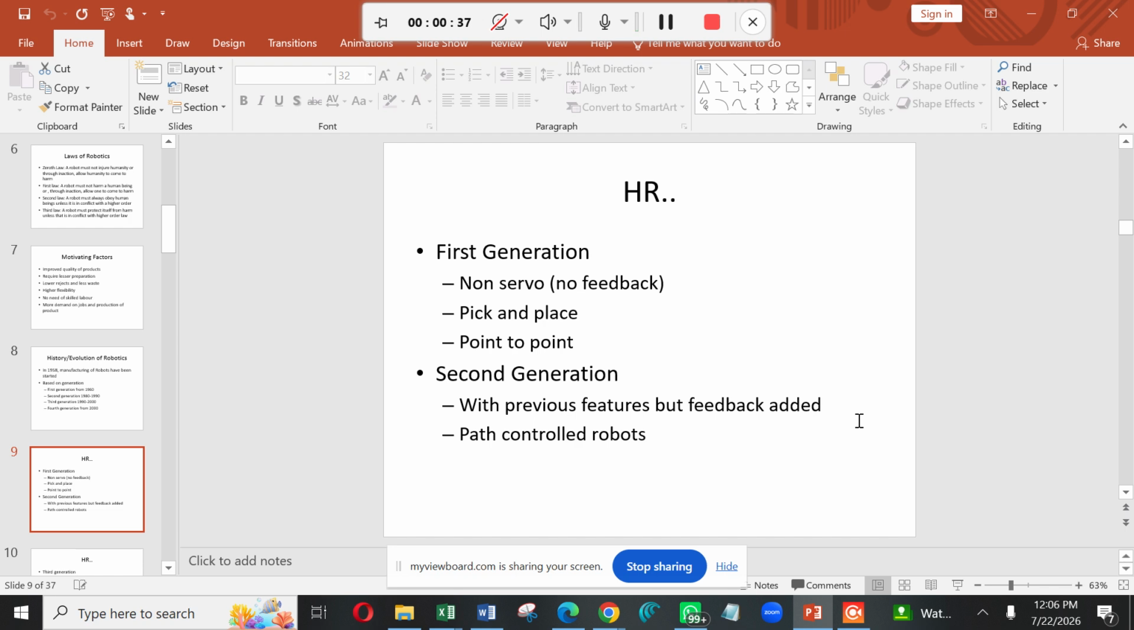Then what are the features of the robots? In the first generation, there is no servo. It means no feedback. So what exactly is no servo, no feedback? For example, I am asking the robot to move 5 steps. Then whether the robot moved 5 steps or not, we will get the feedback. Inside the machine has to get the feedback. I am giving an order to the machine to move maybe for 1 meter. I am asking it to move.